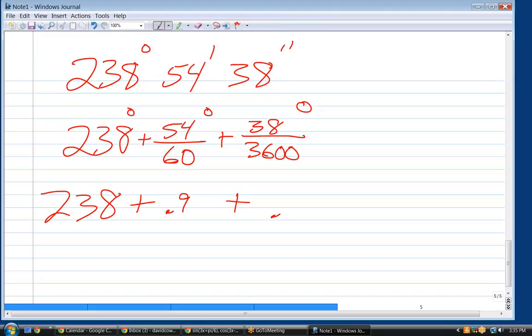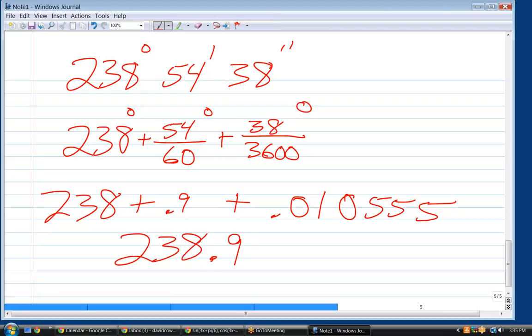38 divided by 3,600 equals 0.010555. So now if I add all three of those together, I get 238.910555. Round that off to the nearest hundredth.